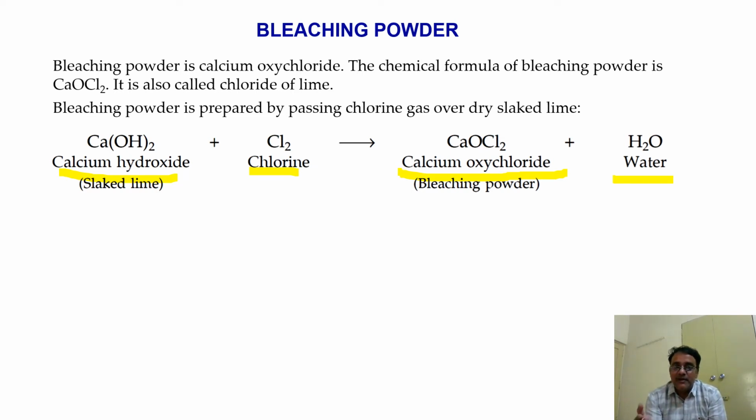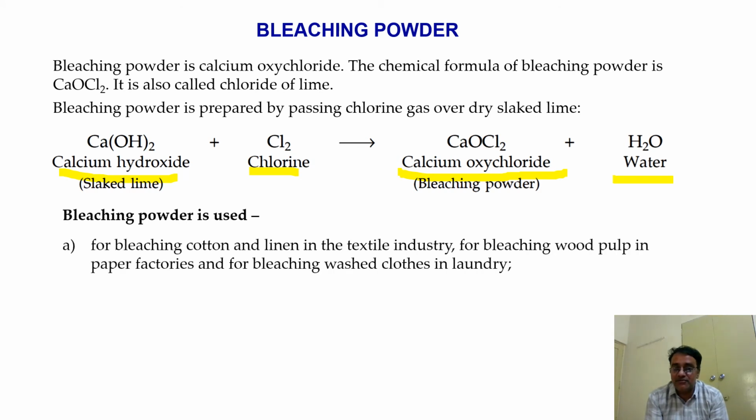Bleaching powder is a white powder which gives a strong smell of chlorine. And bleaching powder reacts with dilute acids to form chlorine also. We are making bleaching powder from chlorine, and from bleaching powder we can get chlorine back by reacting with dilute acids. Okay, so now let us move towards the uses of bleaching powder.